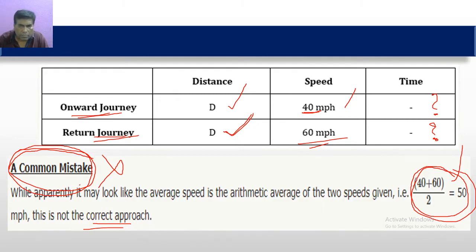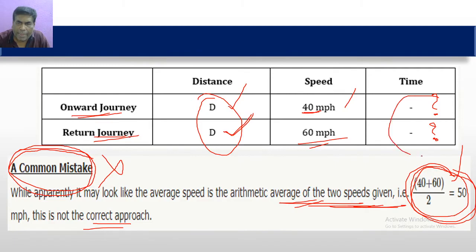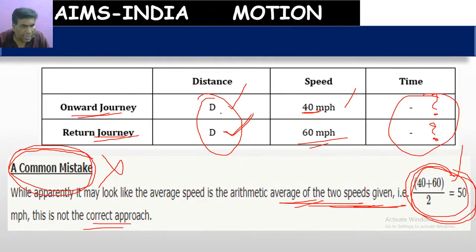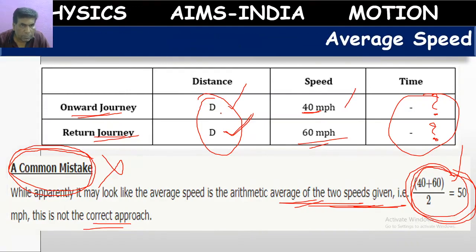Okay. So many of you gave the answer 50. I am telling it is wrong. Why is it wrong? Because it is the average of two speeds. We should not take it like that. Because what is the definition of average speed? Total distance by total time. Let's see the correct explanation.